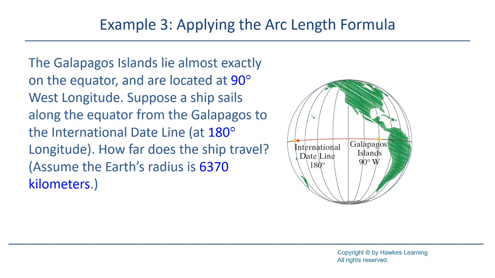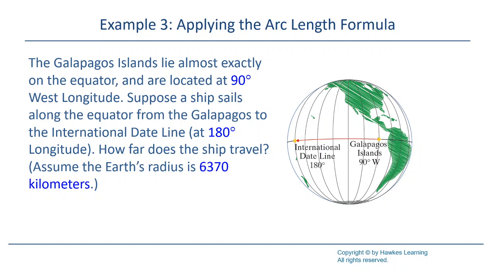So the Galapagos Islands lie almost exactly on the equator. So that's them right there. I would say that's pretty darn close. They're located at 90 degrees west longitude. Suppose a ship sails along the equator from the Galapagos to the international date line, which is at 180 degrees longitude. So how far does the ship travel, and assume that the Earth's radius is 6,370 kilometers.